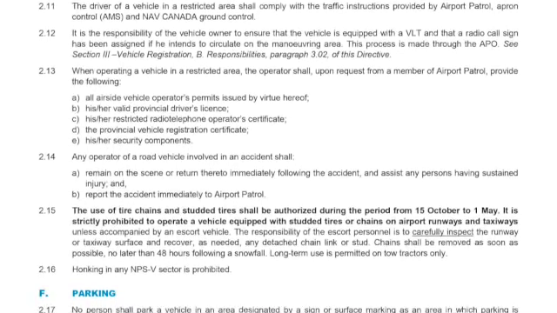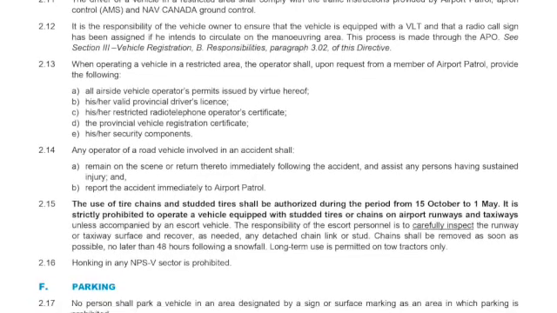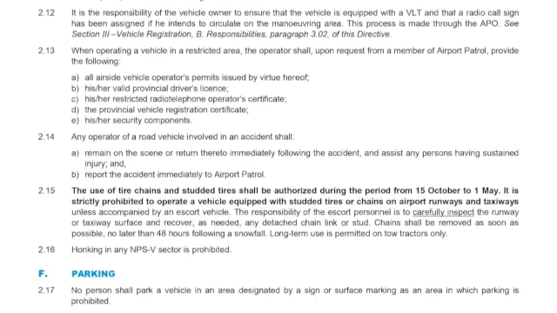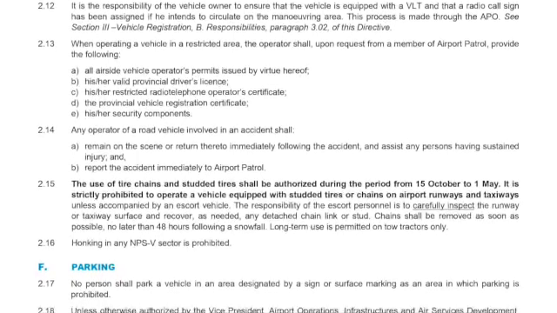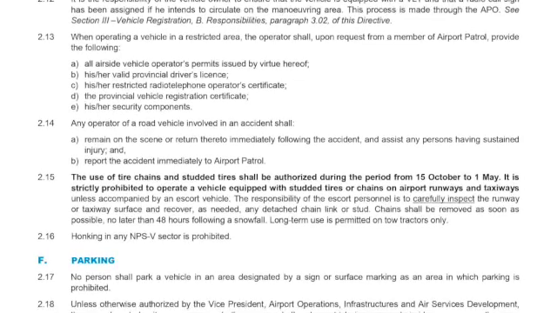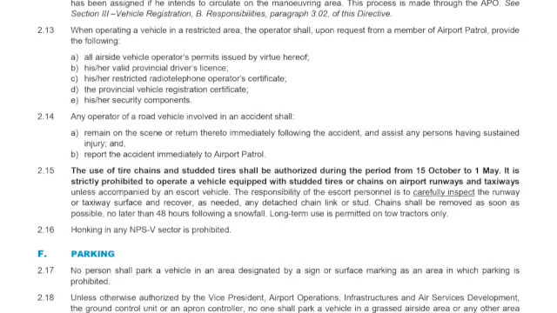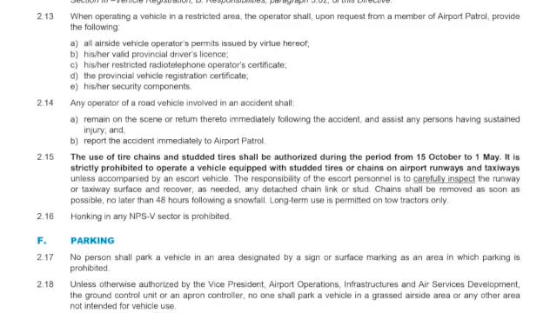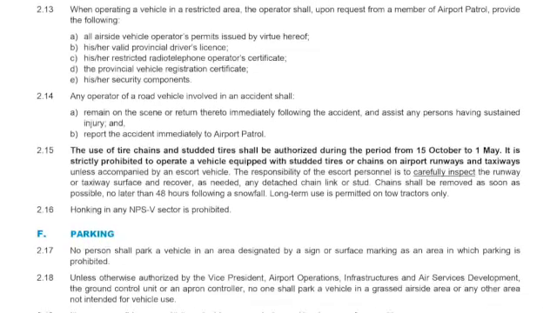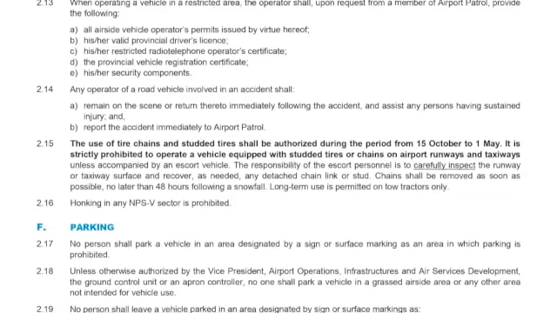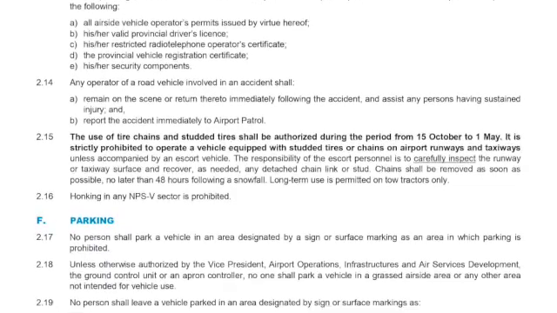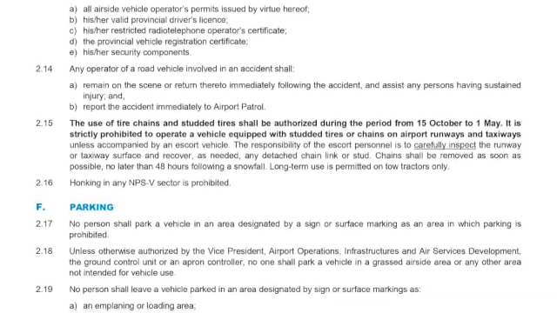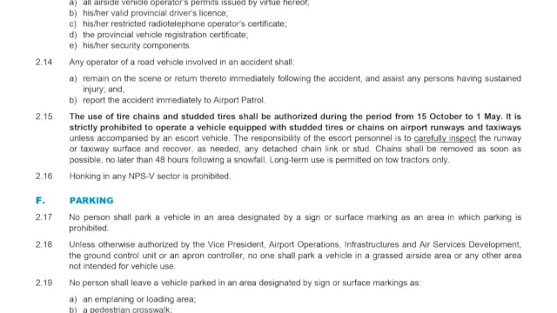15 The use of tire chains and studded tires shall be authorized during the period from October 15 to May 1. It is strictly prohibited to operate a vehicle equipped with studded tires or chains on airport runways and taxiways unless accompanied by an escort vehicle. The responsibility of the escort personnel is to carefully inspect the runway or taxiway surface and recover, as needed, any detached chain link or stud. Chains shall be removed as soon as possible, no later than 48 hours following a snowfall. Long-term use is permitted on tow tractors only. 16. Honking in any NPSV sector is prohibited.